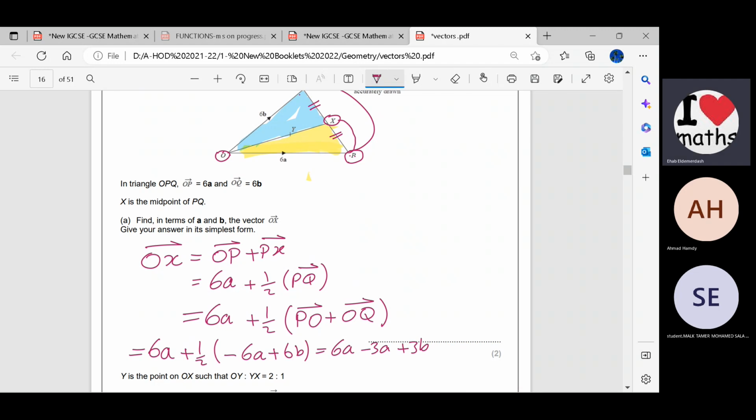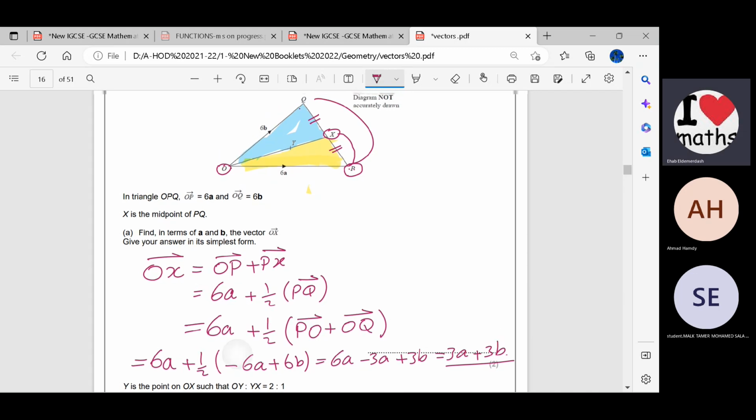Come on guys, can someone give me the answer? 6A minus 3A, and then here it will come out with us plus 3. Are we clear on that? Are you with me or not? Are you able to identify this part? Is it difficult? Okay, let's go for another one.